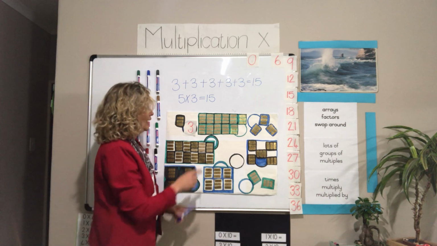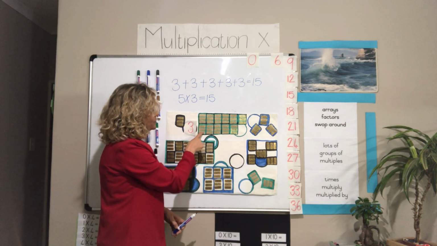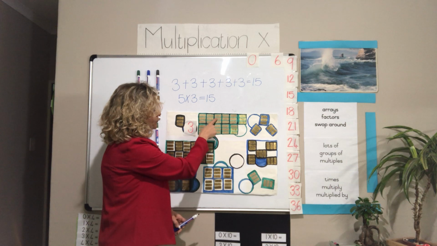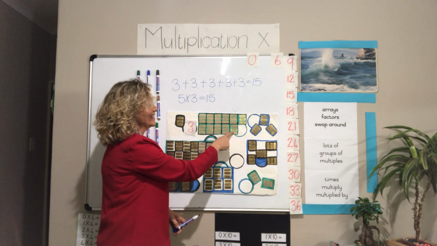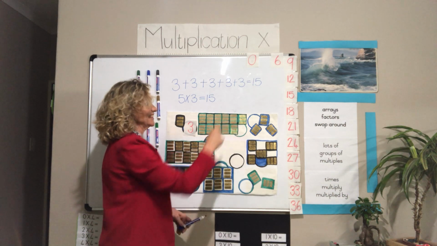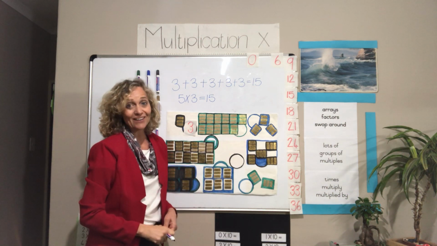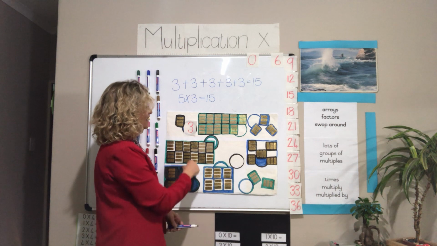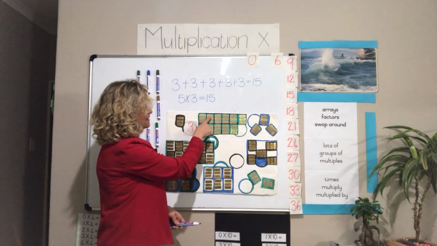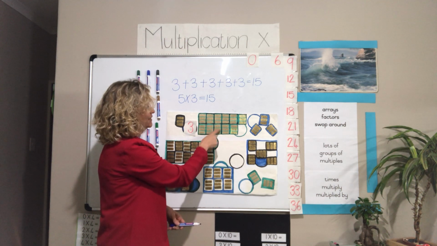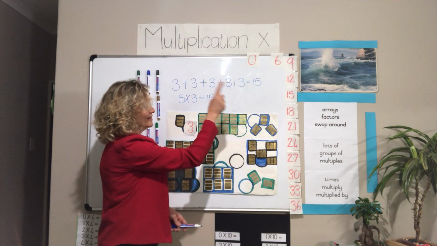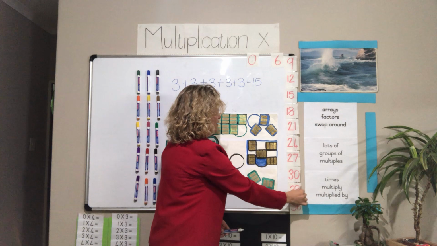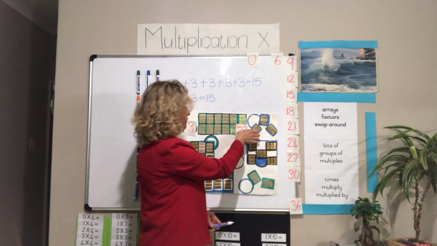Let's see how many we have. 1, 2, 3, 4, 5, 6, 7, 8, 9, 10, 11. So what are 11 threes? Let's see. It's 3, 6, 9, 12, 15, 18, 21, 24, 27, 30 and 33. So let's fetch the 33 and let's put it there.